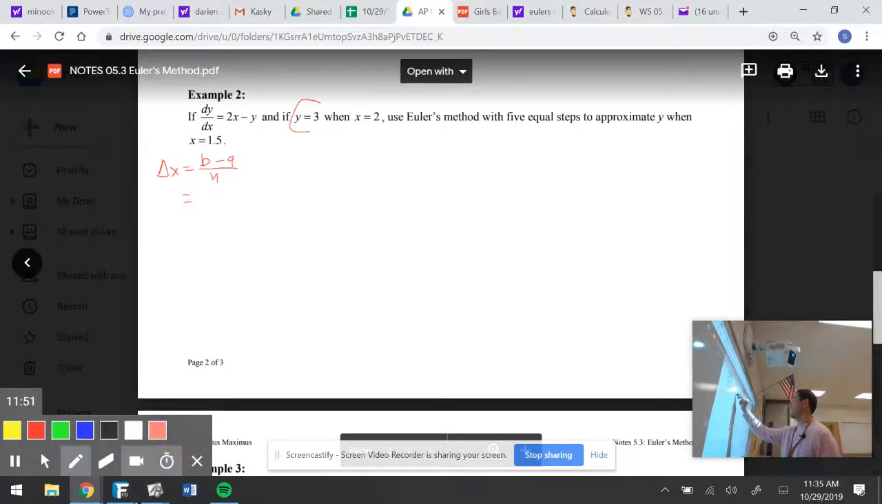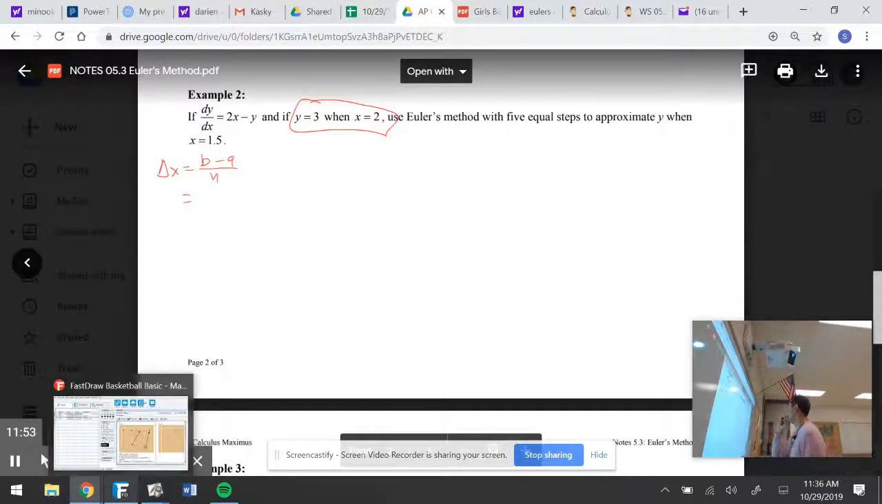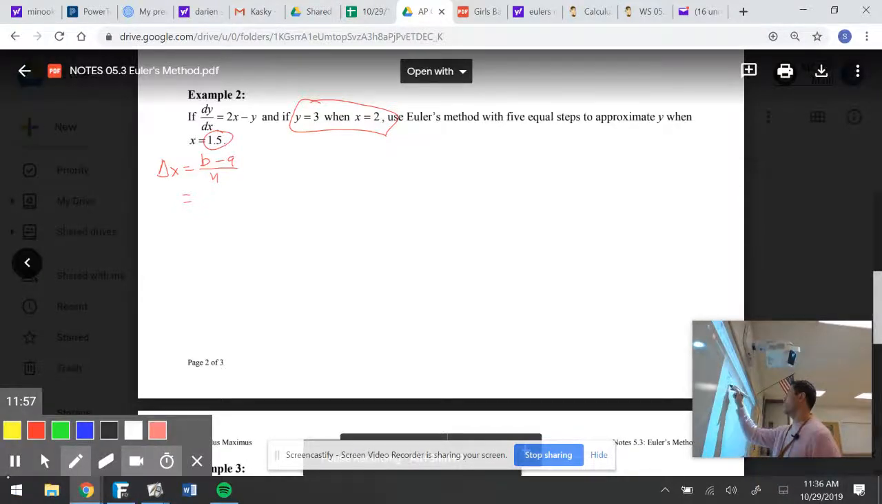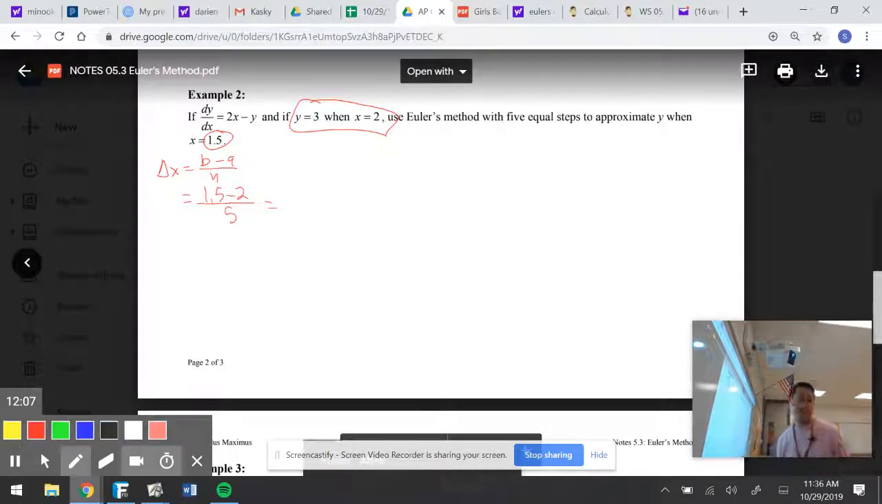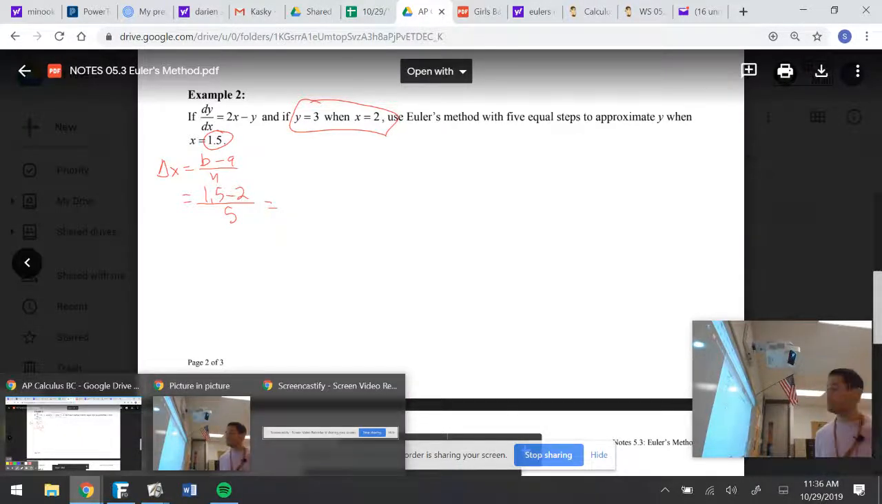Ooh, I'm starting at x equals 2. And I want to approximate when x is equal to 1.5. So I'm going down a little bit, huh? So my b is 1.5. So I'm 1.5 minus 2 all over how many steps? Oh, snap, it wants me to take 5 steps. So what would my step size be, right, class?